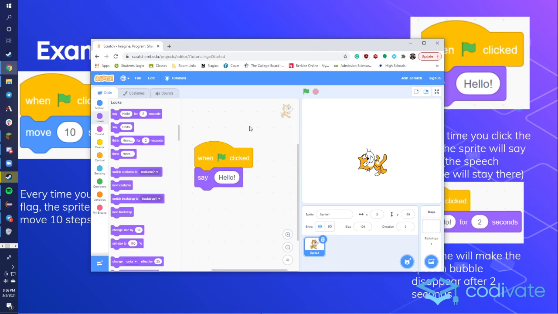Now, the difference between say hello and say hello for 2 seconds is this. If I click this green flag, when green flag clicked, say hello. So I click the green flag, it says hello. If I wait here, this speech bubble never goes away. But if I say hello for only 2 seconds, the speech bubble will go away after 2 seconds. That is the main difference, and really the only difference between those two.